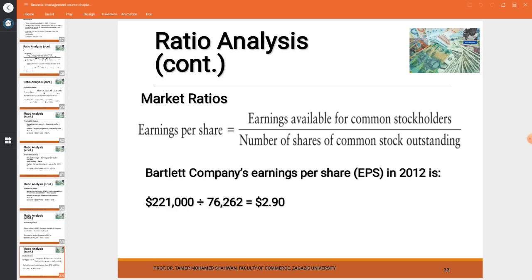And I think I explained it at the first slide of this lecture. Earning per share, EPS, is equal to earnings available for common stockholders divided by number of shares of common stock outstanding. In our example, EPS is equal to net income, or earnings available for common stockholders, divided by number of shares outstanding, and in this case it's equal to 2.9.